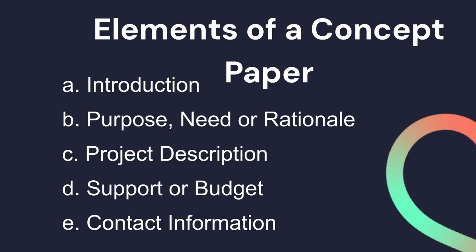Next is contact information. In a concept paper, the contact information is the part where you provide your personal or team details so that interested parties like sponsors, teachers, or reviewers can reach out to you. You could add your name and your contact number for them to be able to reach you if ever they are interested in your concept paper.